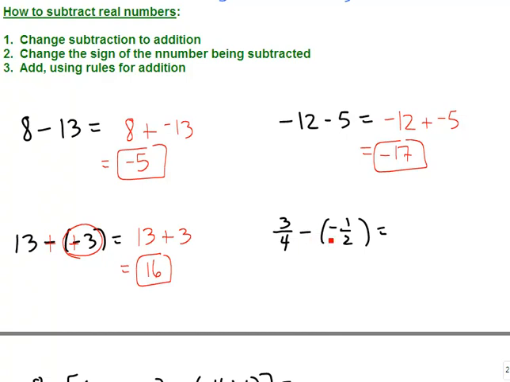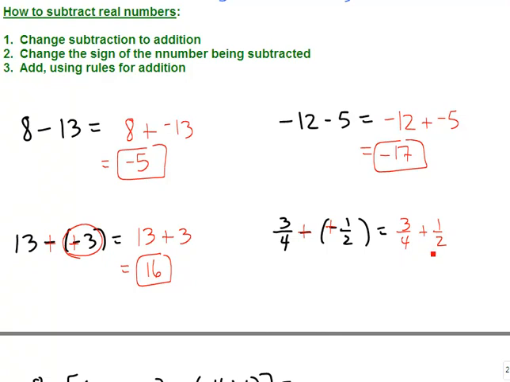So for example, in the next problem, when I see that double negative right away, instead of writing a whole extra step, I just change this to plus plus, because those minuses are going to cancel each other out. So this is just 3/4 plus a half.